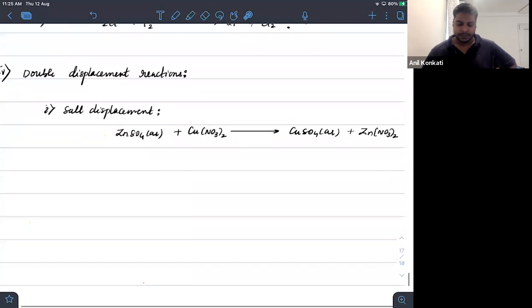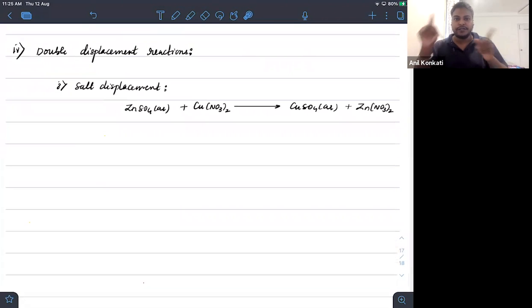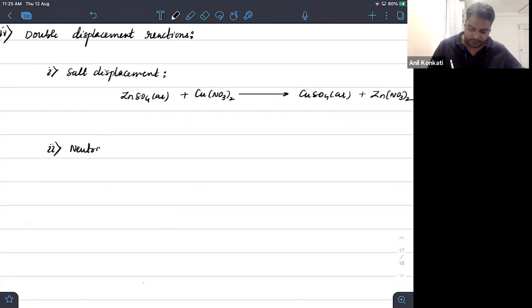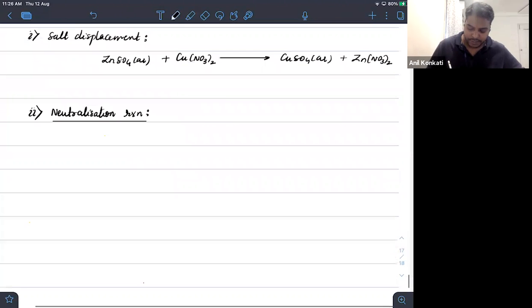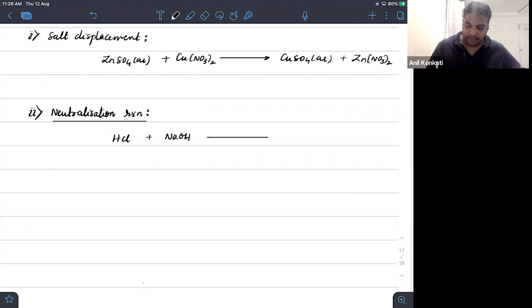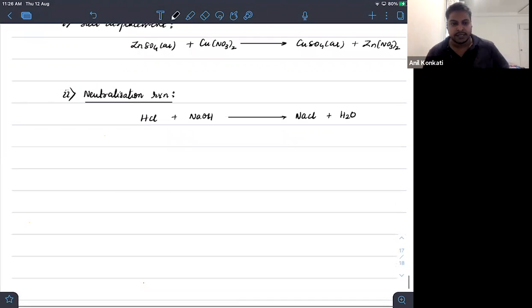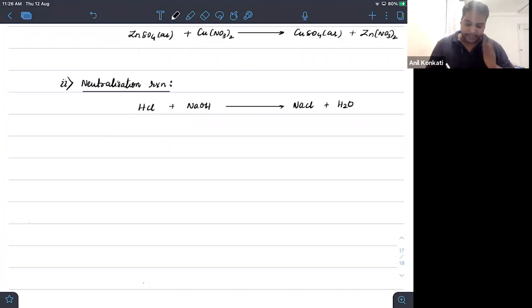Finished, everybody? Write down salt displacement. So both of these ions getting displaced with one another. And we have seen acid base reaction, that is neutralization reaction, which is also a double displacement reaction. Like if you see HCl and NaOH, so we are replacing that Na sodium at hydrogen place and chlorine at OH place. Okay, this is how neutralization reaction is happening, which is also a double displacement.